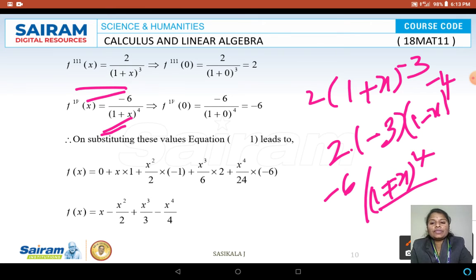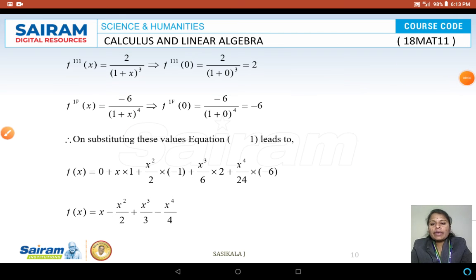So that is what has been written here. Minus 6 by (1 plus x) to the power 4. So now on substituting this in the formula, I am getting x minus x squared by 2 plus x power 3 by 3 minus x power 4 by 4.